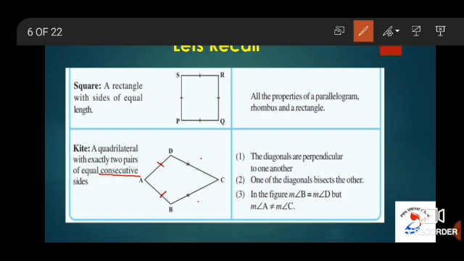So property number 1. The diagonals are perpendicular to one another. One of the diagonals, of the two diagonals, any one will bisect each other. Next thing, the measurement of angle B, that is this angle B, will be equal to angle D. But whereas angle A and angle C are not equal. So that is an important property of kite.